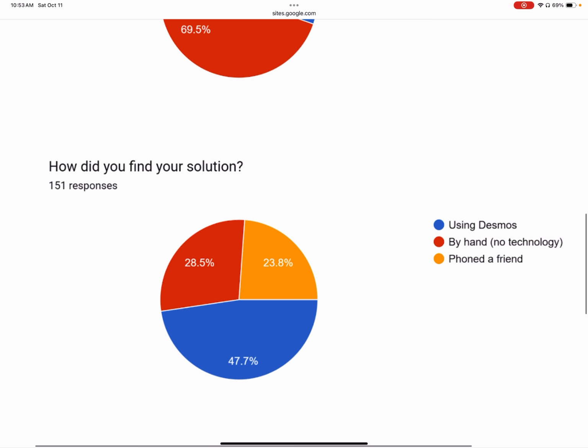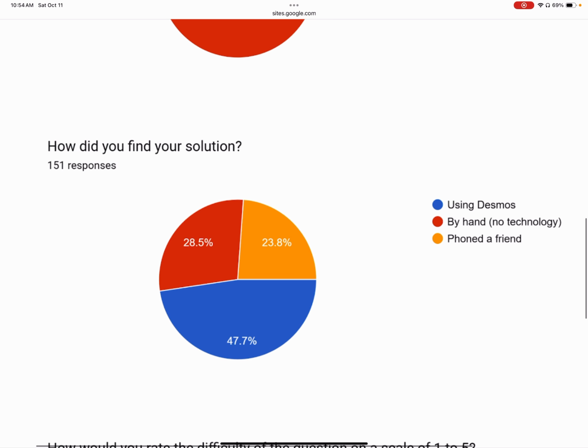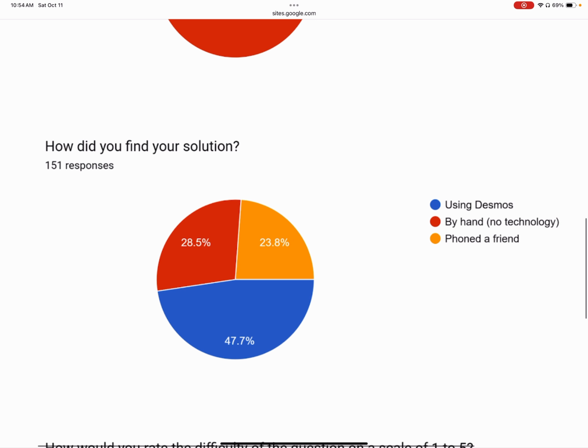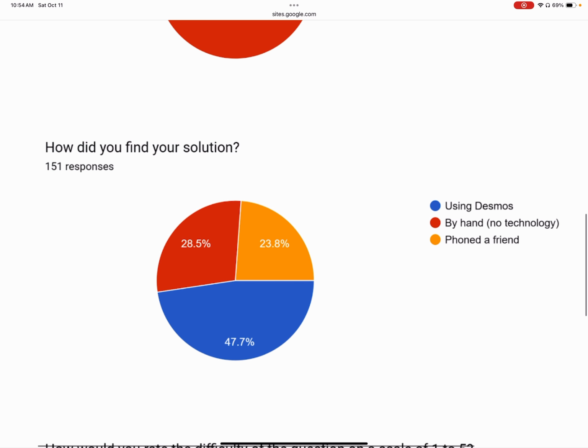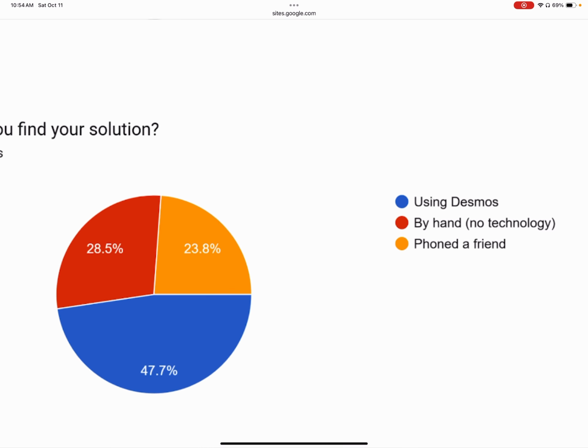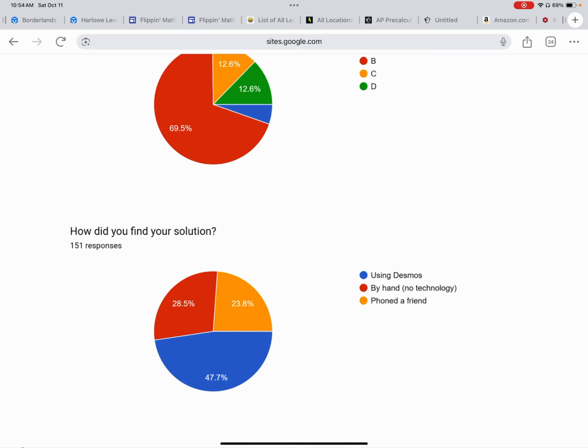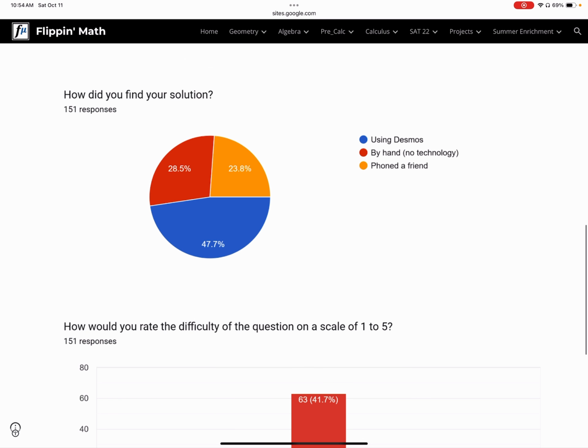How did we find our solution? Once again, Desmos is on top. Nearly 50% of us used Desmos, where we have a pretty close split between phoning a friend and doing it by hand. How are we going to do it? Spoiler, we're probably going to just do it by hand with no technology.